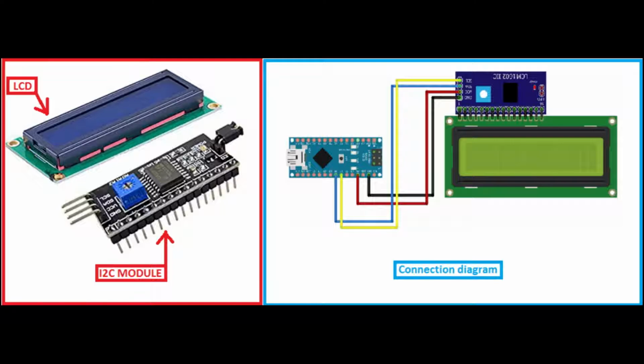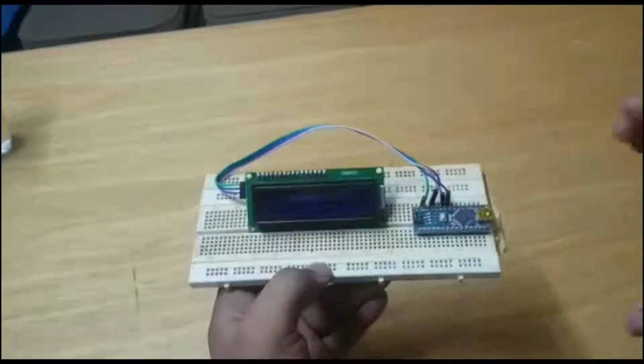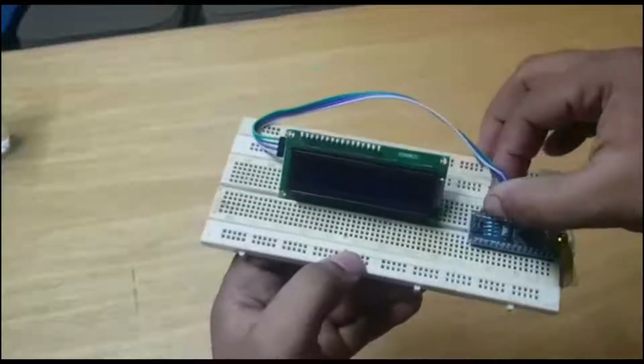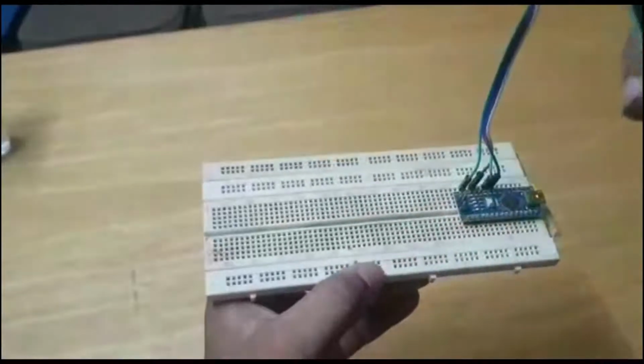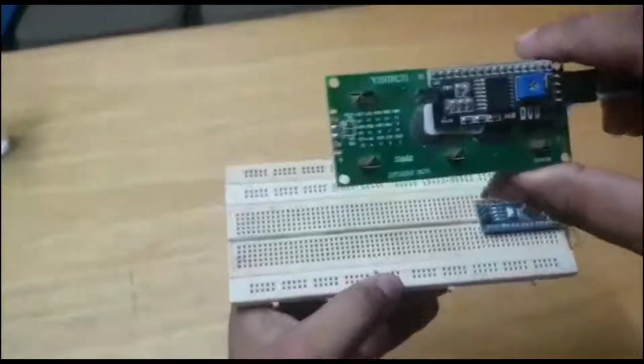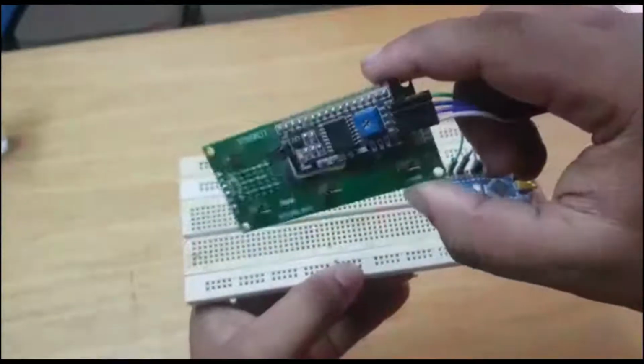In this video I am going to connect my I2C LCD with Arduino Nano. So here I have this LCD connected with Arduino Nano, as you can see. At the back of this LCD I have got this I2C module. So here it is. Here is the module.